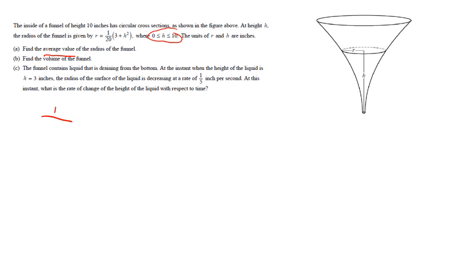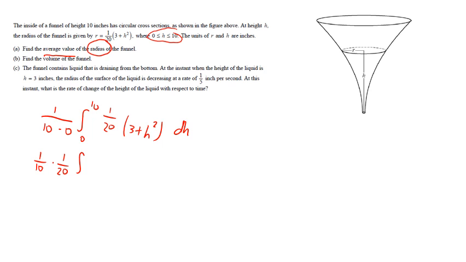So my 1 over b minus a in this problem is going to be 1 over 10 minus 0, and then the integral from 0 to 10. And if I want the average radius, then I have to integrate the function for radius. So that's going to be 1 over 20, 3 plus h squared dh, which is really, really crooked. Hopefully you can turn your head and see what's going on. Okay, so this is going to be 1 over 10. I'm going to go ahead and move the 1 over 20, the constant, out into the front of the integral. See if I can straighten things up here a second. Integral from 0 to 10 of 3 plus h squared dh.